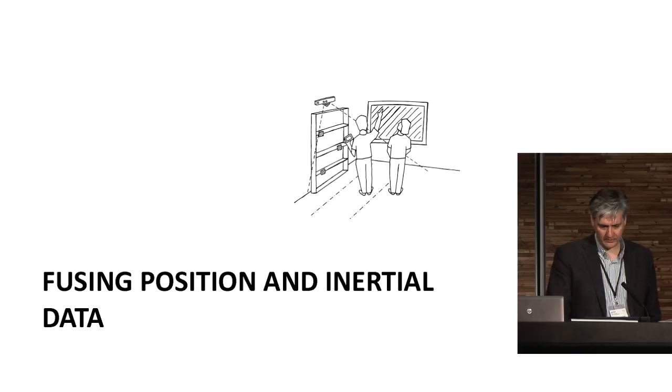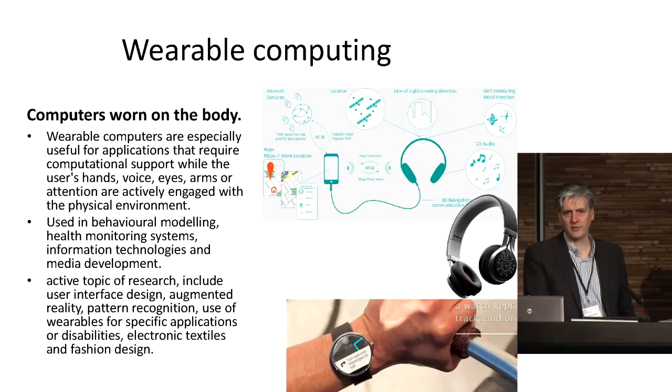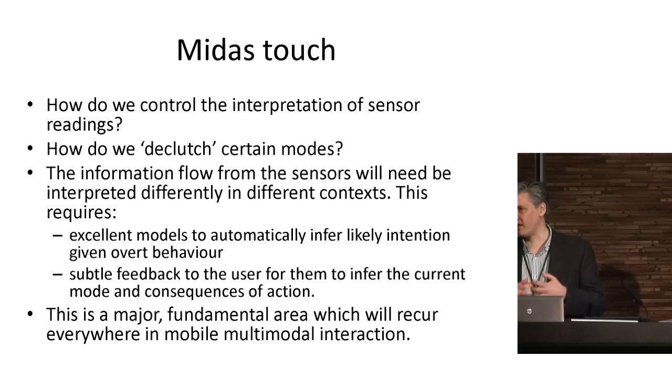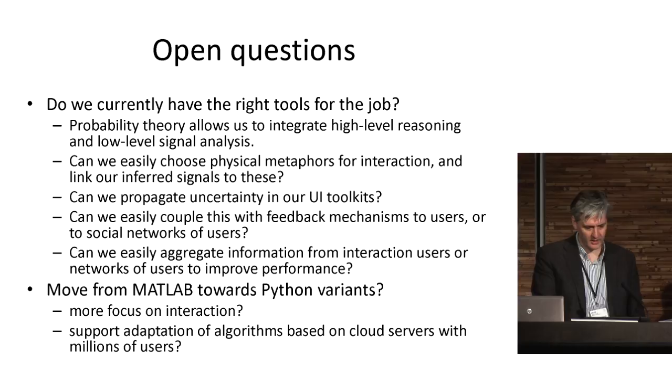So we're going to see wearable computing spreading sensors all around our body now, and that'll give us even richer information. And one of the big challenges for the machine learning there is this Midas touch issue, that if you're continuously being sensed, everything you touch could turn into gold, essentially. So everything you do might be interpreted as an action. So having robust measures of the variability of everyday actions and ways of declutching control systems is going to be a major challenge.